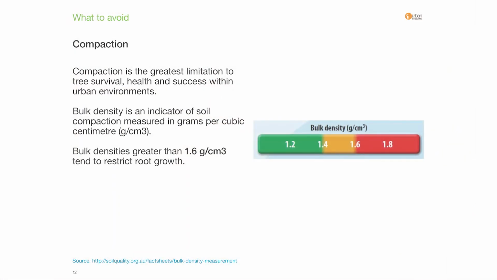This is about what to avoid, and pretty much the number one issue to avoid, but it's also inevitable in urban areas, is compaction. So it's actually the compaction that's the greatest limitation to tree survival, health and success in urban environments. Now, to get technical on you, bulk density is an indicator of soil compaction and it's measured in grams per cubic centimetre. I'm not going to give you that again because I'll stumble over it and say rude words. But bulk densities greater than 1.6 tend to restrict root growth.